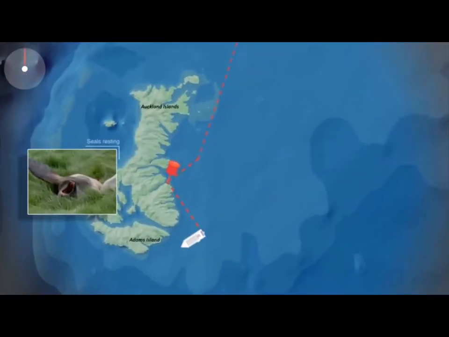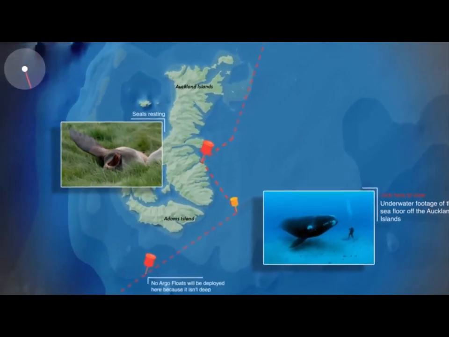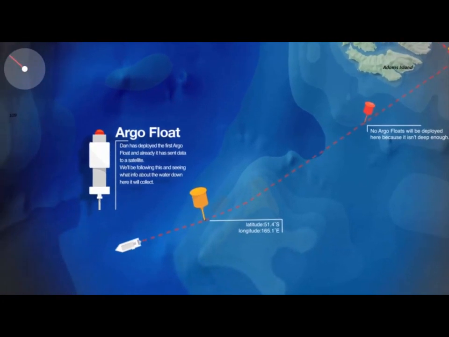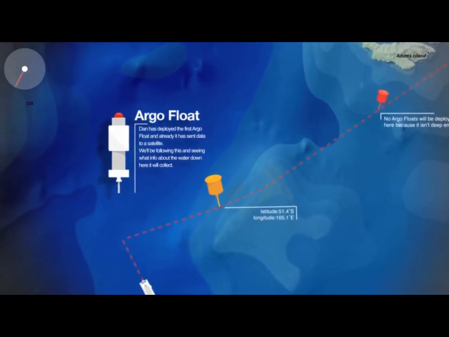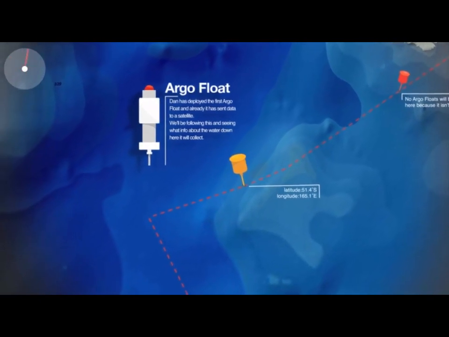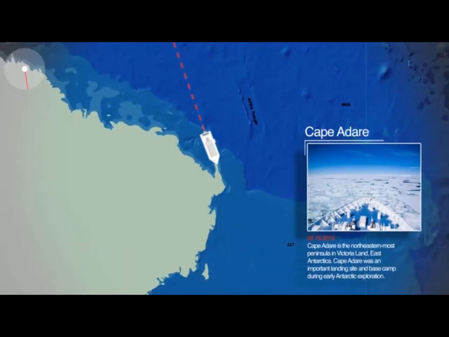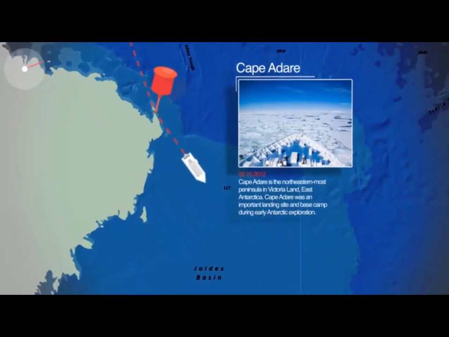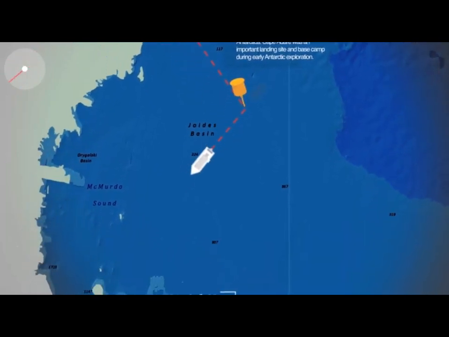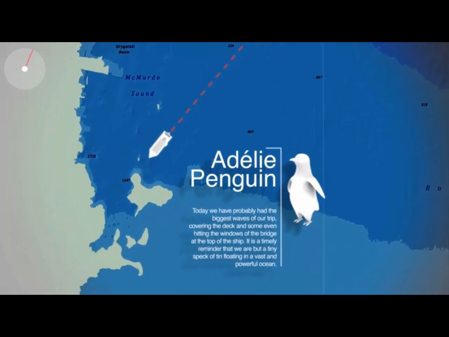We have landed at Auckland Islands, and while walking through the Rata Forest, we stumbled across seals resting on the grass. We have deployed the first Argo float at 51.4 degrees south, 165.1 degrees east, and it is now sending data to our satellite. There is a lot of ice around Cape Adare, so we have to make our way around that to get to our next destination, Franklin Island. We should spot a large rookery of penguins there.